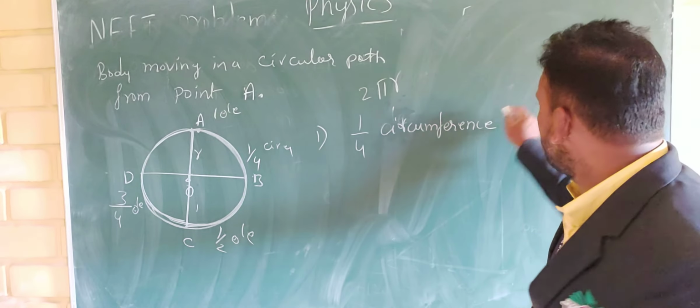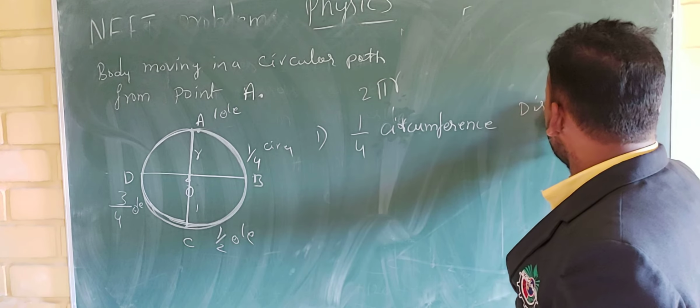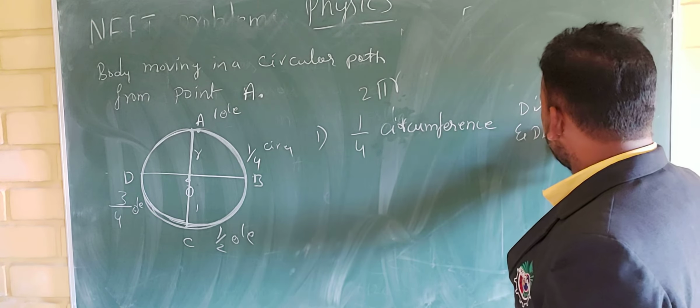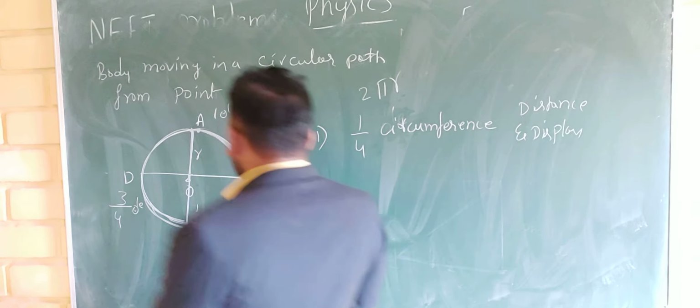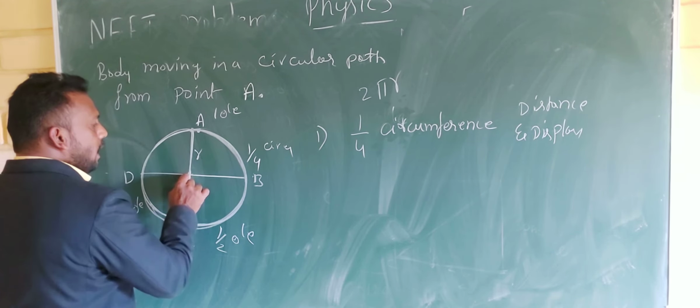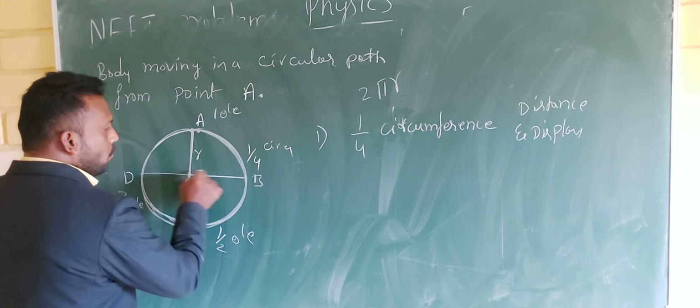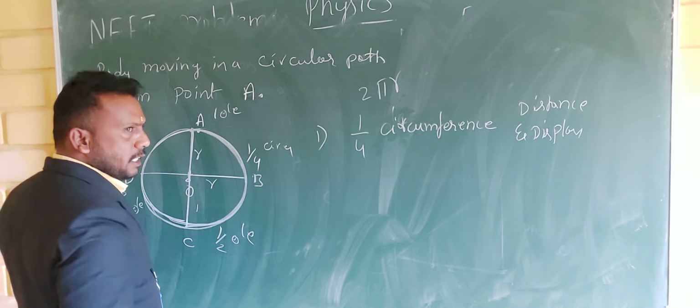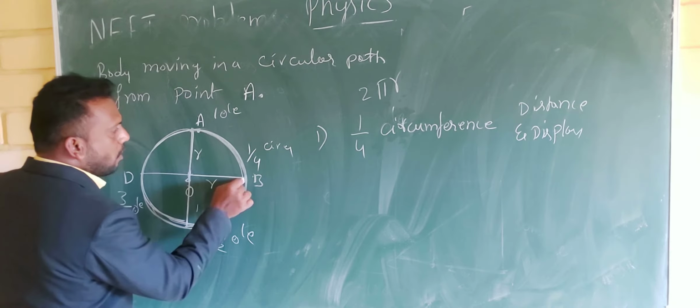What is the distance and the displacement? From point O to point A is r, that is the radius. Point O to point B is also r, the radius. What is the distance traveled?